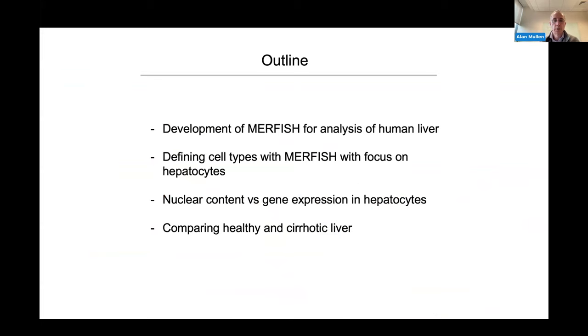So what I wanted to do today was talk about work we've been doing in developing MERFISH for analysis in human liver, to discuss a bit of how we've gone about defining the cell types with MERFISH, going through some of the stages of development and some of the problems that we've had in terms of getting this up and running in the human liver. And then discussing a bit about what we can do because of the subcellular imaging we can do, looking at both nuclear content and gene expression in hepatocytes, and then just some early data at the end comparing healthy and cirrhotic liver using the MERFISH.